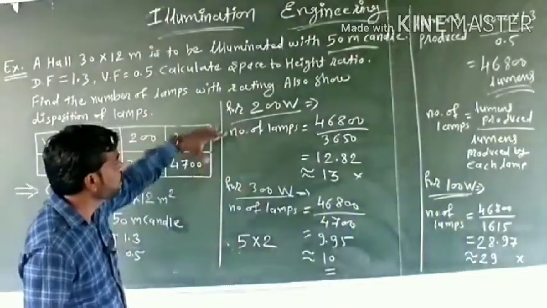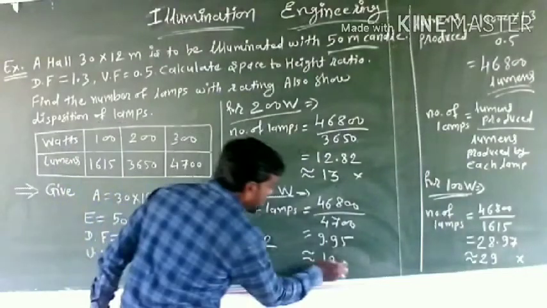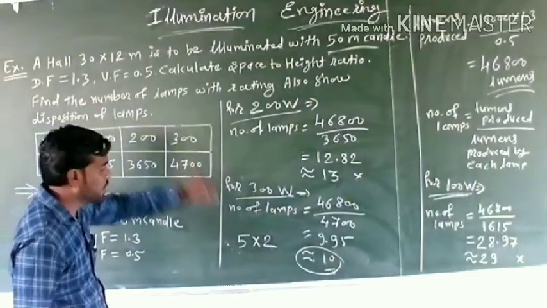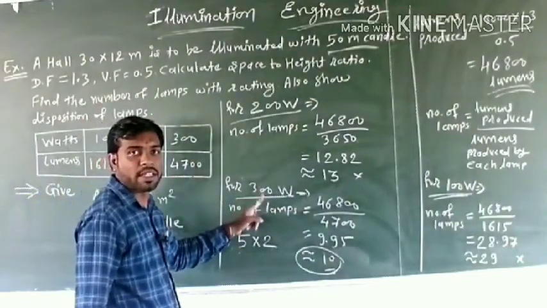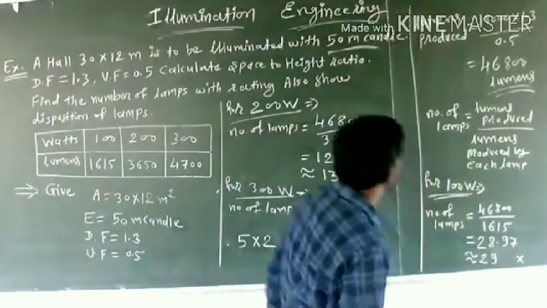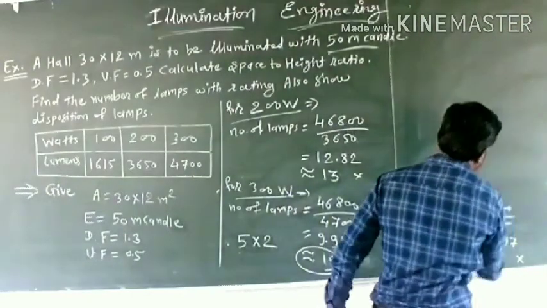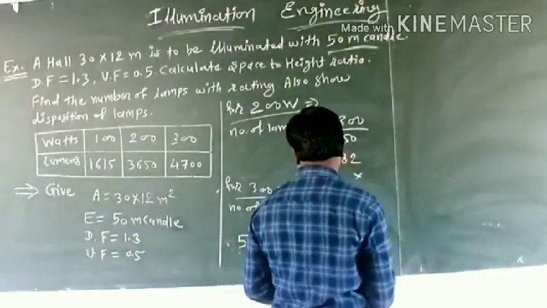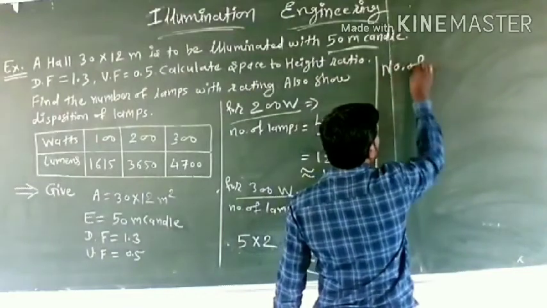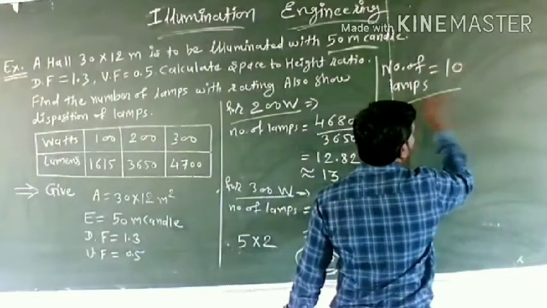From this table we get the answer: the number of lamps is 10, and then we have to calculate their wattage rating. The rating is 300 watt. This is your answer. So you have to write down the answer. Here the number of lamps is equal to 10. Here is your first answer.